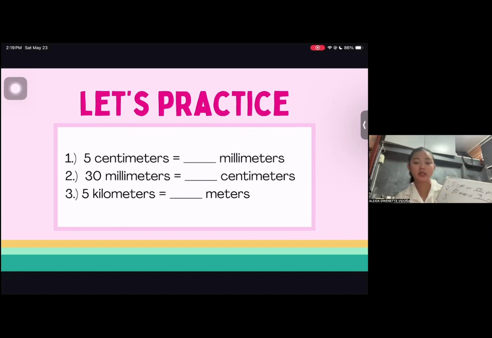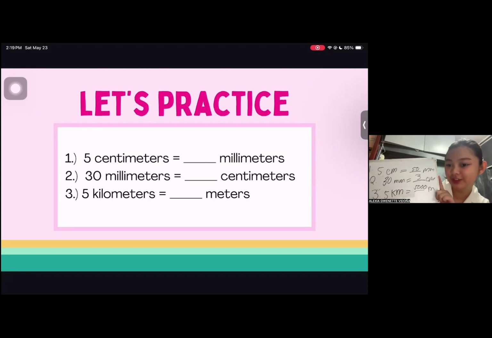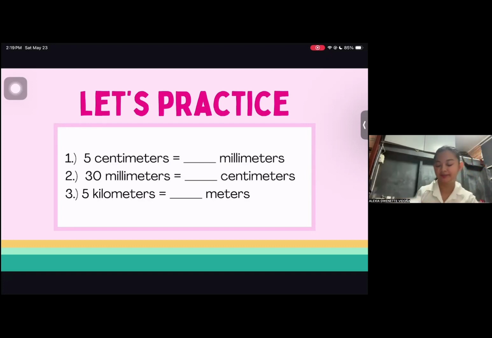Now, for the last example, 5 kilometers is equal to blank meters. 5 kilometers equals how many meters? Correct. 5 times 1,000 is equal to 5,000 meters. Have question? Okay.